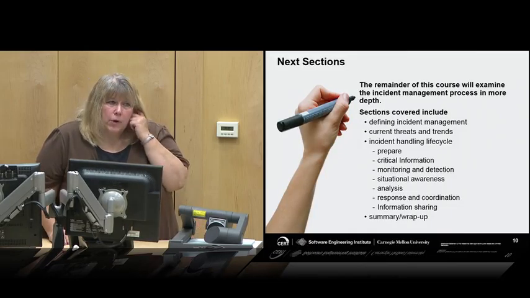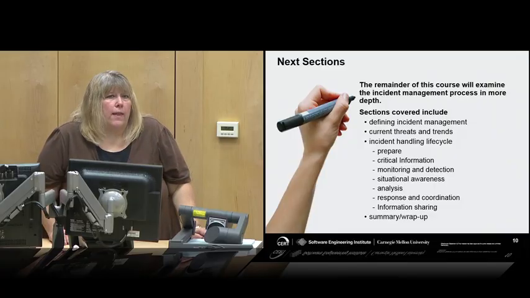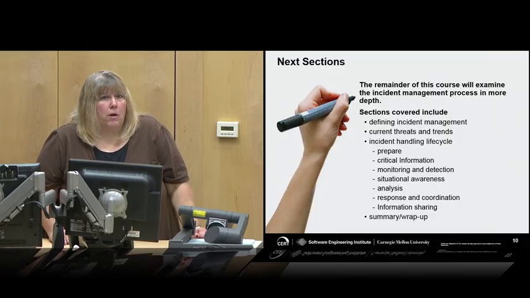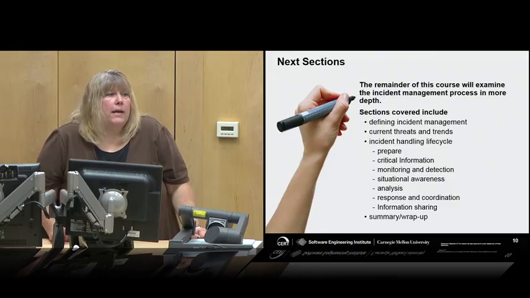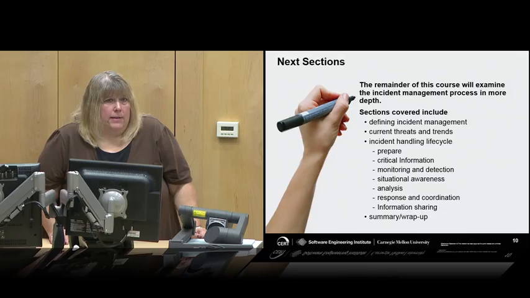We'll look at the importance of situational awareness, define it, and talk about how it's more than just sensors in your network. We'll take a look at the types of analysis that can be performed, but we'll really focus on incident analysis and triage. We're not going to spend time in this course teaching about malware analysis or digital media analysis. We're really going to focus on incident analysis.